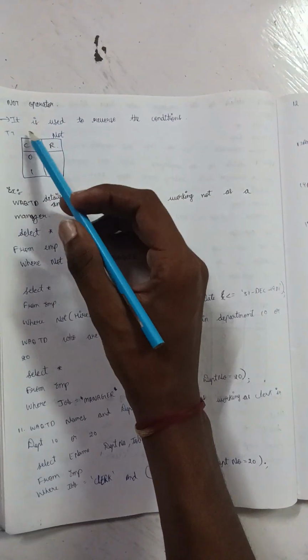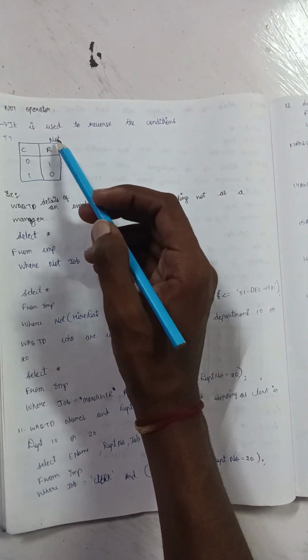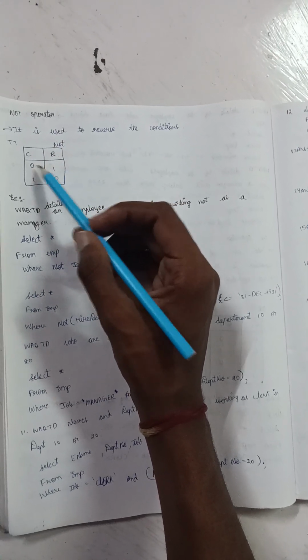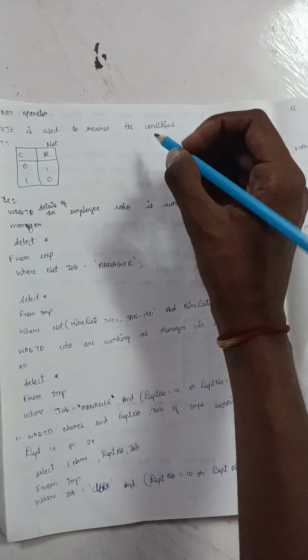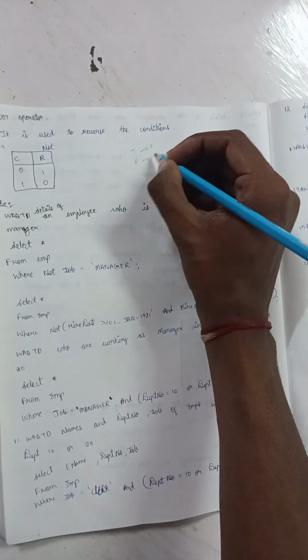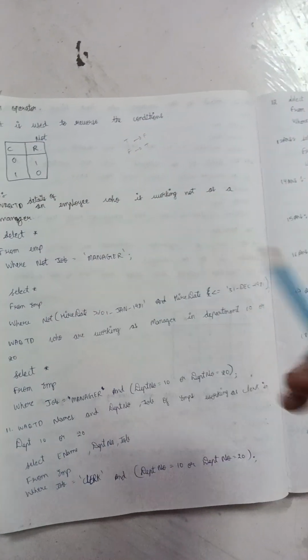And not operator is used to reverse the condition. The truth table of not operator is: condition, result: 0 1, 1 0. If we have true, then it will return false. If we have false, then it will return true. It just reverses the condition.